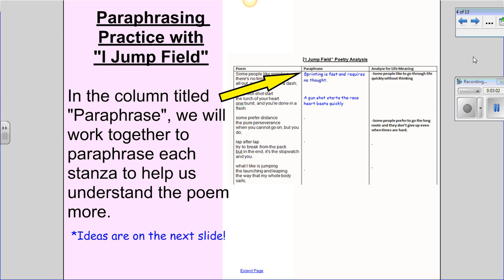So let's do some practice with this poem, I Jump Field. Please go ahead and grab the worksheet that looks very similar to this. So what we're going to start by doing is in the column titled Paraphrase, we will work together to paraphrase each stanza to help us understand the poem better. What I'd like for you to do is go ahead and pause this video and read the poem to yourself. Once you have read the poem to yourself, please restart the video and we will go through and work on paraphrasing together.